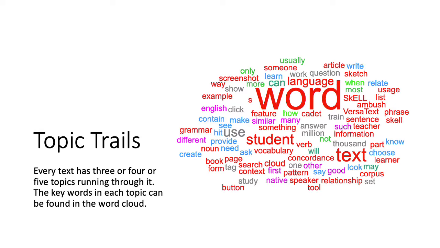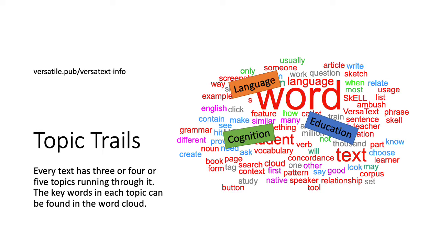Topic trails can also be observed in word clouds, which is a great use to put word clouds to. This is the word cloud of a text about VersaText and CLIL. You can download the PDF from the website/VersaText info. In this word cloud, there are words related to language, such as vocabulary, grammar, sentence, and to education, teacher, learner, study, etc., and to cognition, relationship, order, form, and there are all-purpose words like case, set, part.